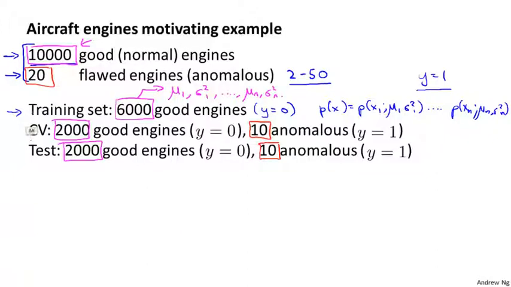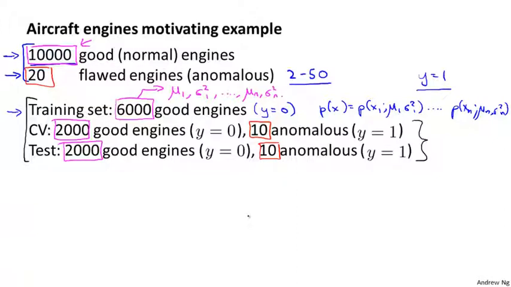So what I've just described is probably the recommended, pretty good way of splitting the labeled and unlabeled examples, the good and the flawed aircraft engines, where we use a 60-20-20 split for the good engines, and we take the flawed engines and put them just in the cross-validation set and just in the test set. We'll see in the next slide why that's the case.